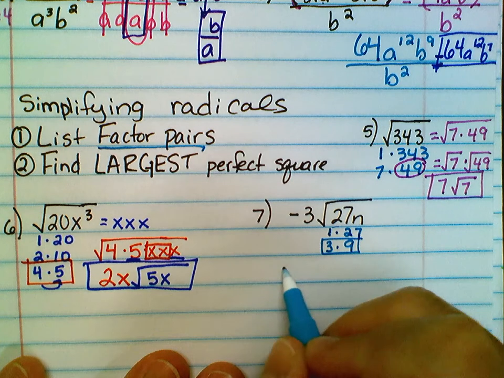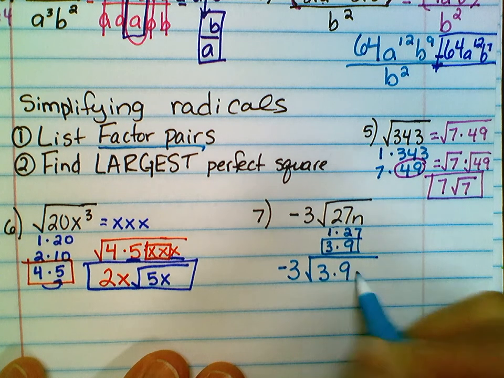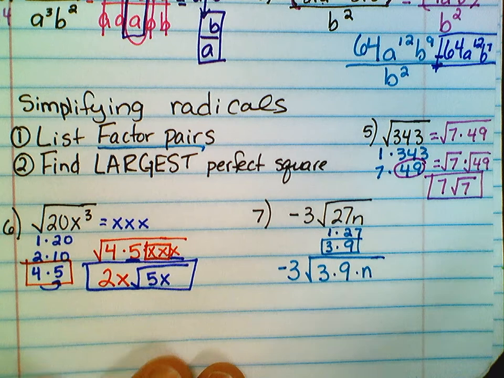So my largest perfect square is 9. So here's how we rewrite this. We have negative 3 out front times the square root of 3 times 9, and don't forget the n.